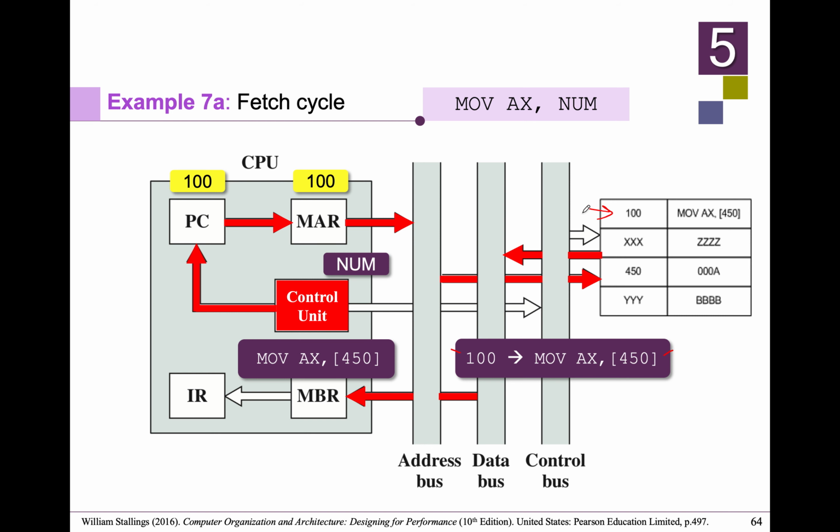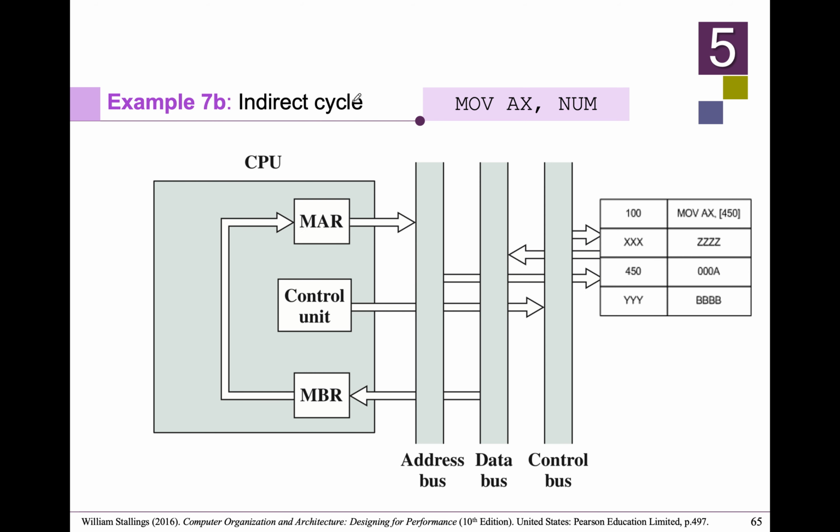And next step, this value, later on it will be sent back from your memory to your data bus, and then it will give to your memory what is the value inside. If it is 450000A, it's going to be that value. And you're going to store it inside your IR. That is under your fetch cycle.